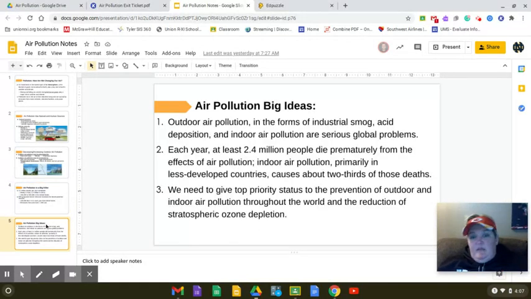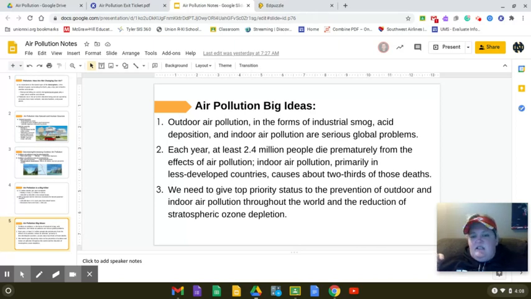So the three big ideas here for air pollution is, number one, outdoor air pollution in the forms of smog, acid rain, which we didn't go over a lot, but it's a big problem also, and indoor air pollution are serious global problems. Like I said, the smog is the only one we really covered of that, but they're all three big problems. Each year, at least 2.4 million people die prematurely from air pollution. Indoor air pollution, primarily in less developed countries, causes about 2/3 of those deaths. So that's a big deal too.